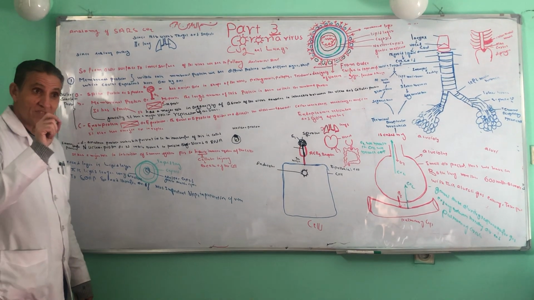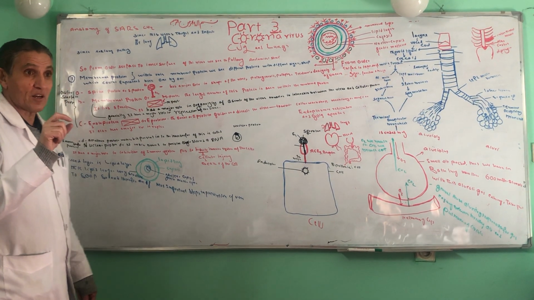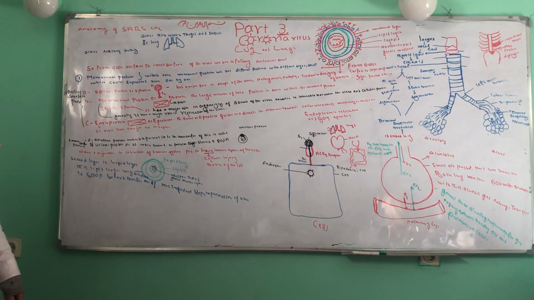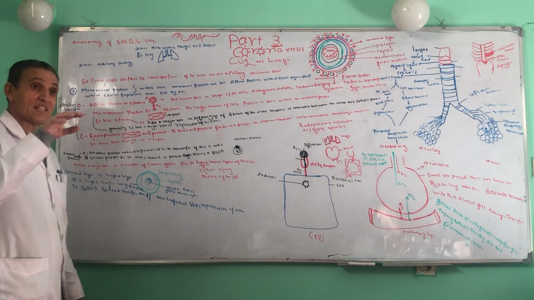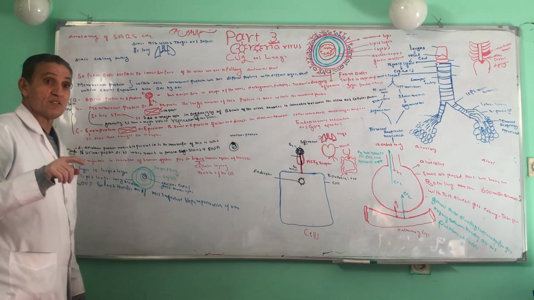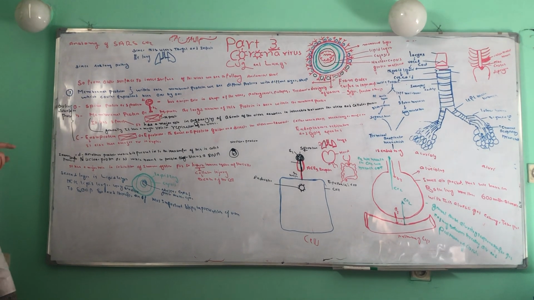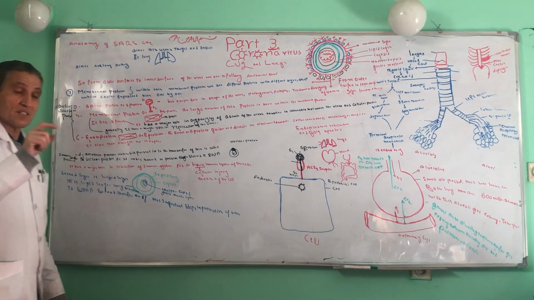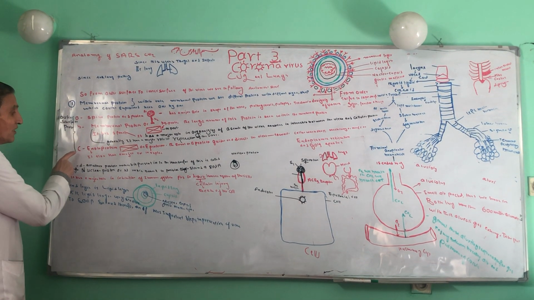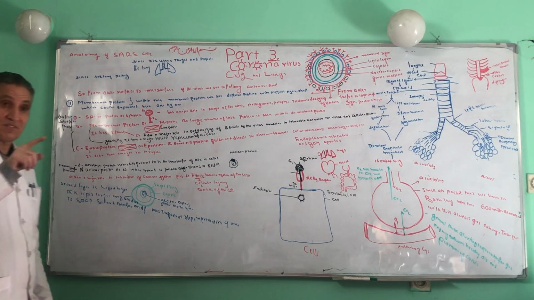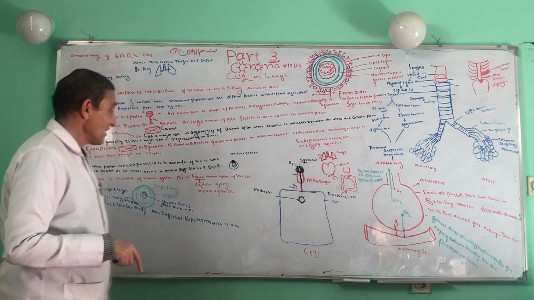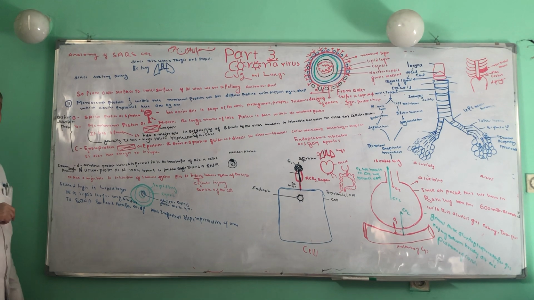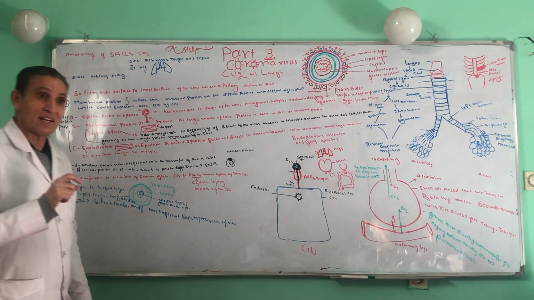This was the function of the M protein or membranal protein. We have already discussed the S protein, which is also present over the surface of the virus, and the M protein. The third protein, which is present over the surface of the membrane, is called the E protein or envelope protein. E stands for envelope protein.